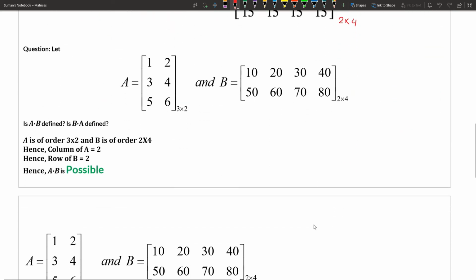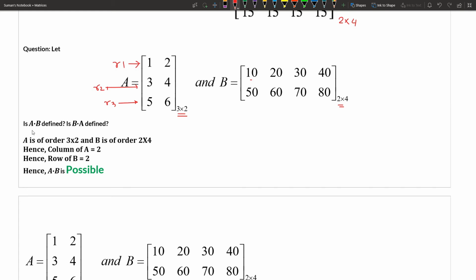Let's check another example. The first matrix A is of the order 3 cross 2. That means according to the row, that is 1, 2, 3, 4, 5, 6, and B is of the order 2 cross 4. So that is 10, 20, 30, 40 according to the row and 50, 60, 70, 80. So we have to check, that is our row 1, row 2, row 3 when we are proceeding to A dot B.